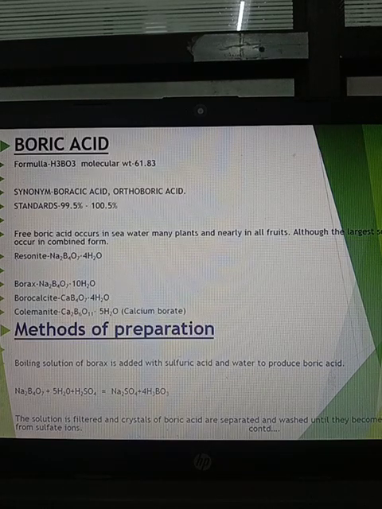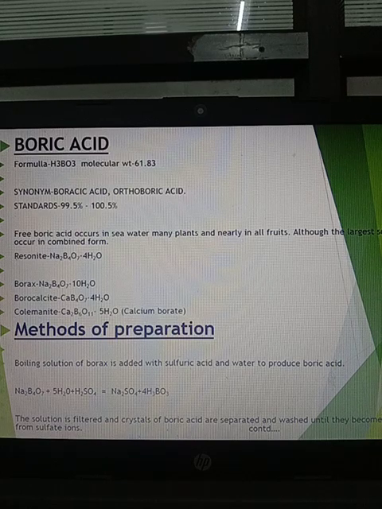Coming to boric acid, which is the most important. The formula is H3BO3 and molecular weight is 61.83. The synonyms are boracic acid and boric acid. Okay, so the standard is 99.5 to 100.5%.